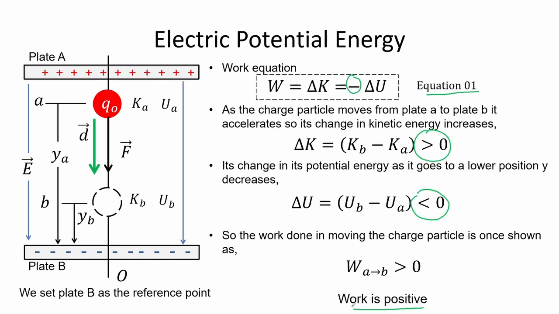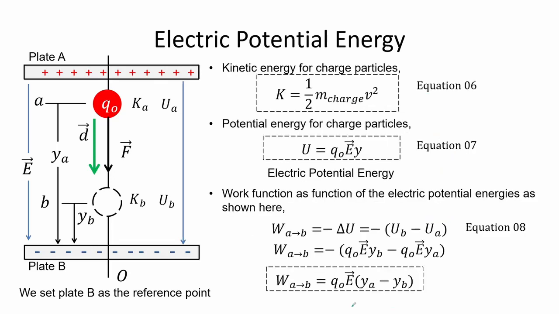But what do we mean by kinetic energy and potential energy for electric charges? For charged particles the kinetic energy is given by equation 6, which is just an expression of the mass of charged particles times the square of the speed of the particle. The potential energy is an expression of the charge and electric field, not as a function of gravitational effects. This is what we call the electric potential energy. Gravitational effects are ignored, since for such tiny particles its effects are negligible. The work function can then be written in terms of its electric potential energy as shown here in equation 8.